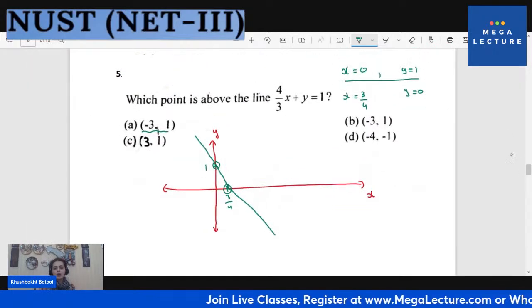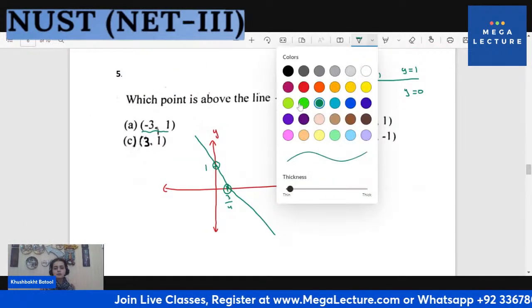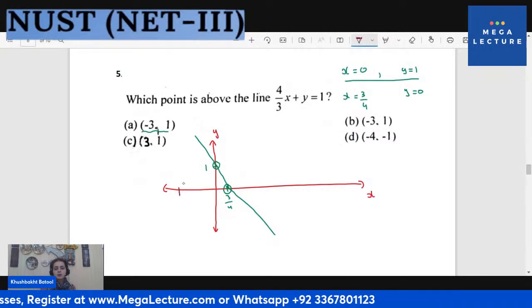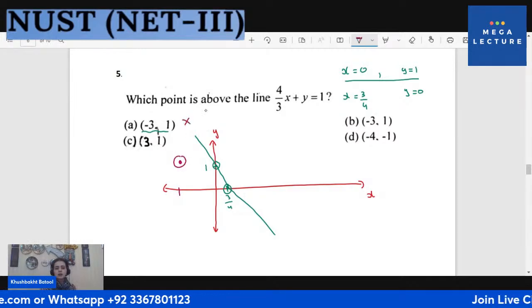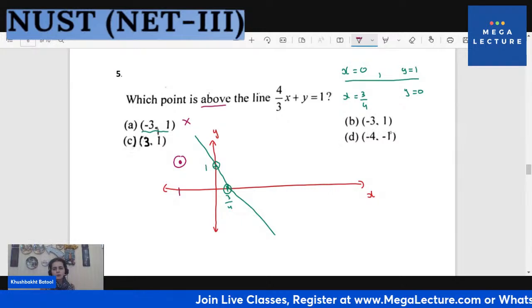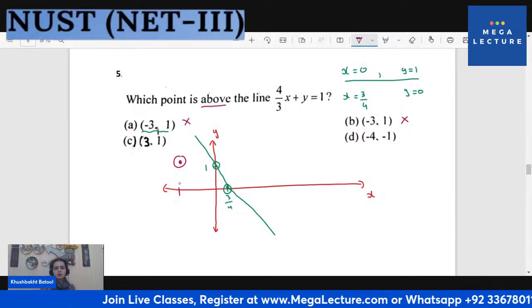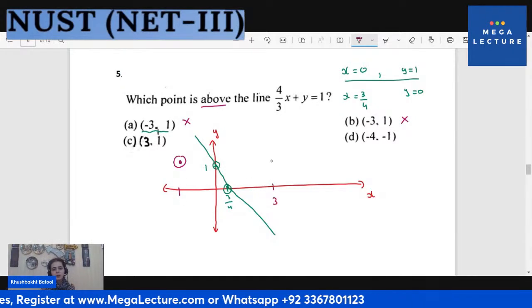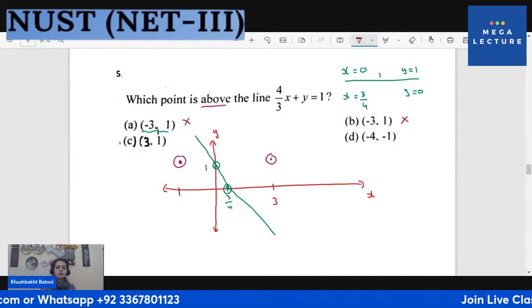Okay. Now the first option is minus 3. It would be somewhere here. And this point is below the line. So this is not the answer. We're looking for above. Minus 3 and 1. Okay, there must be some issue. Both options are the same. But yeah, again, this is not the answer. C says 3 and 1. It would be somewhere here, and this certainly is above the line. So this is going to be the answer.